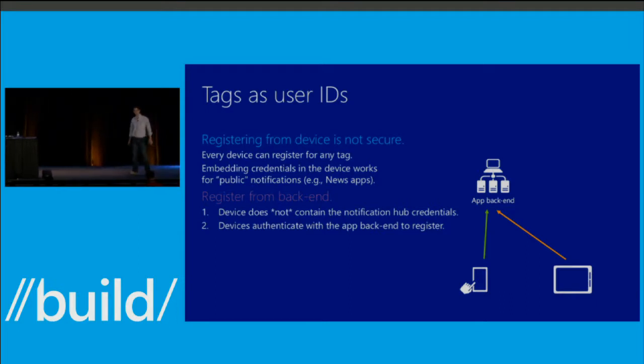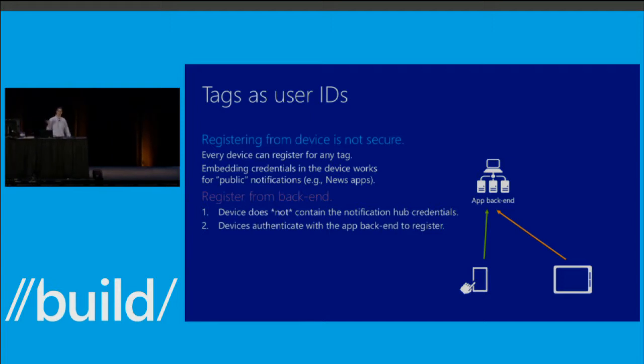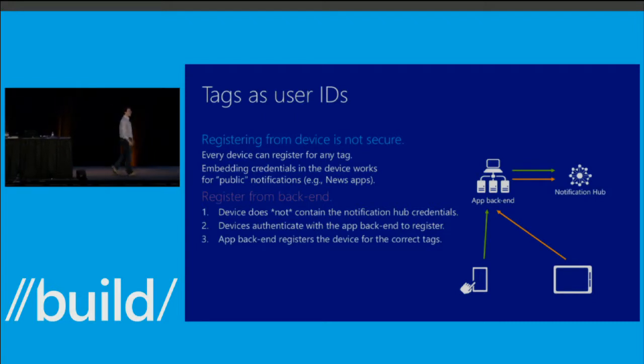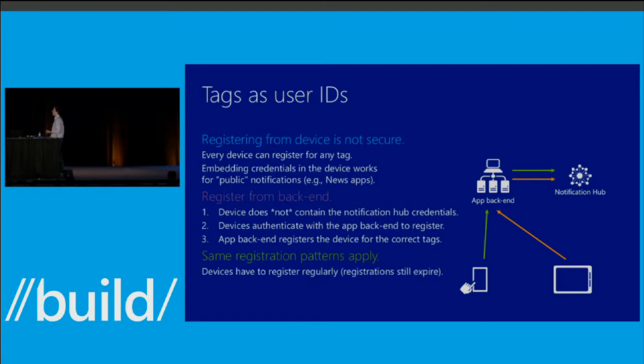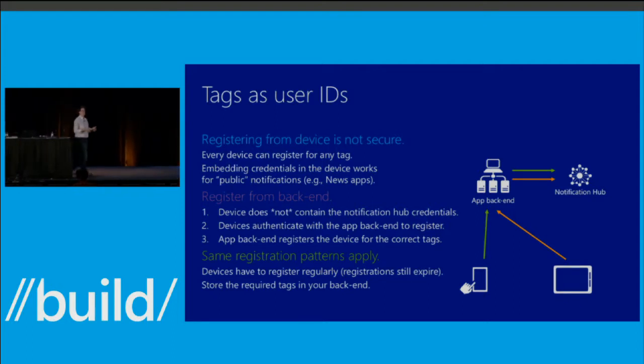That's basically not what Notification Hubs does. Notification Hubs does not provide you an authentication mechanism. We compose with other authentication mechanisms. Once the backend makes sure that that device can register for those tags, it will register with Notification Hubs. So the same registration patterns apply. You want to register regularly. It's the same thing: instead of registering to the Notification Hub, you're registering to the backend. And again, store the tags and the things that are important not in the Notification Hub, but in your app.